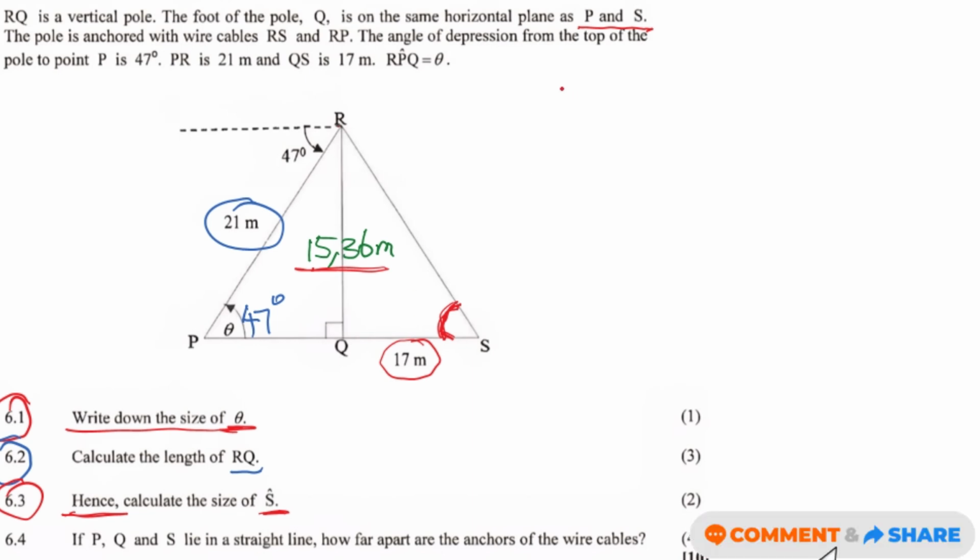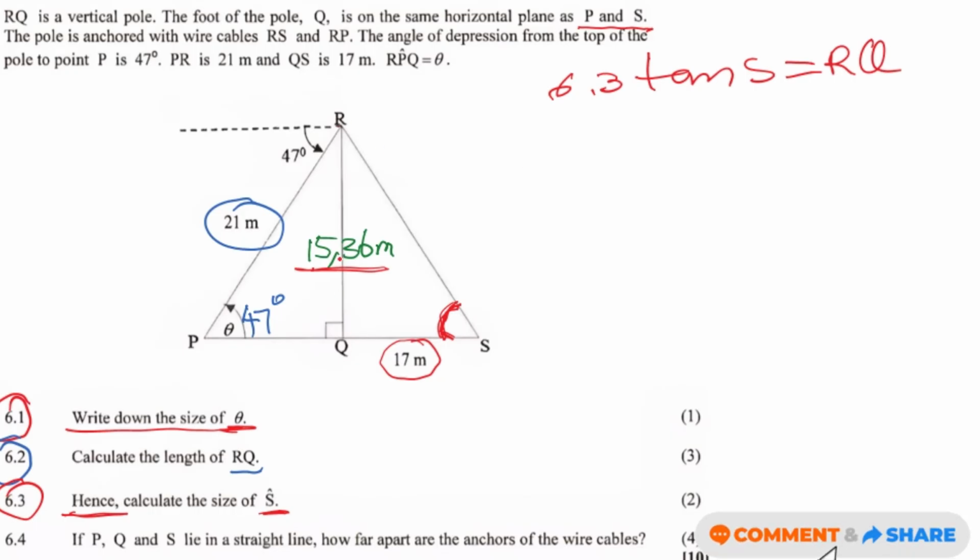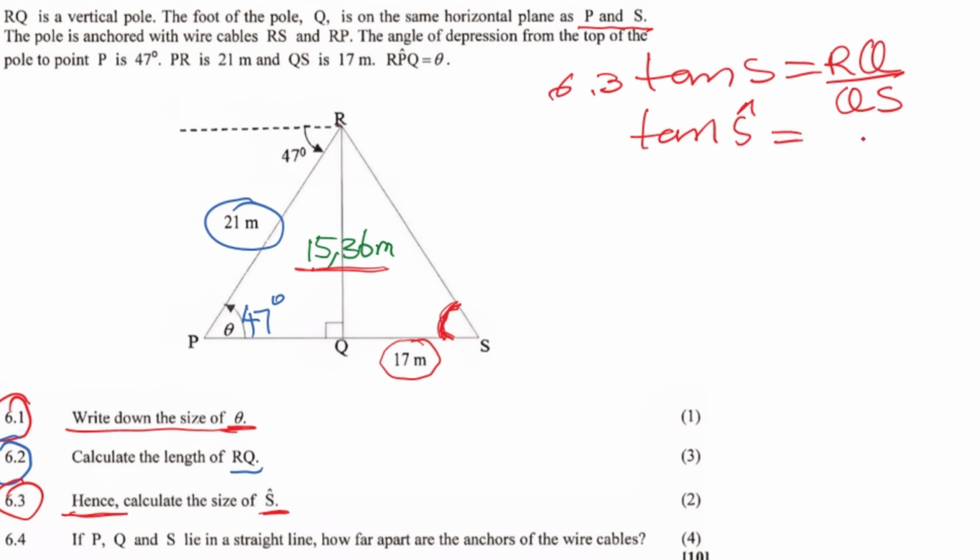So we will be able to say 6.3, tan S is equal to RQ. RQ is this line, right? That is RQ divided by QS. So we have to divide by QS. Now we just do substitution. So tan S is equal to, what is RQ? RQ is 15,36 divided by QS, which is 17 meters.